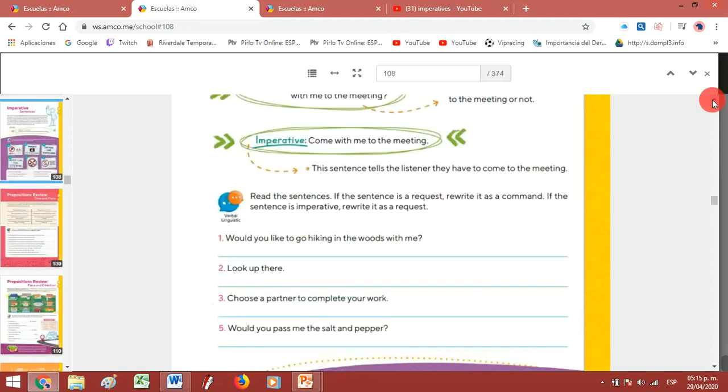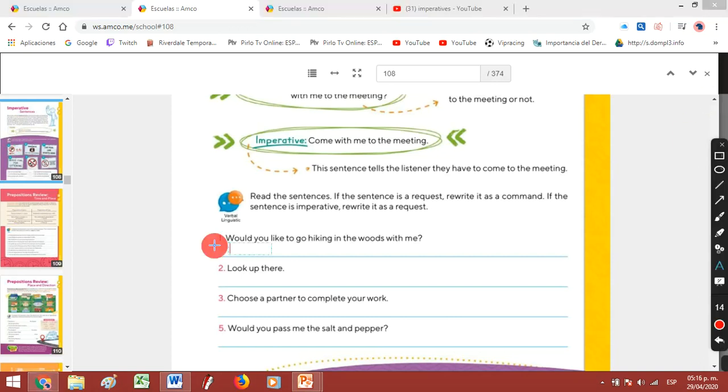Okay? Okay, in the next exercise we have to read the sentence. If the sentence is a request, we have to rewrite it as a command. And if the sentence is imperative, we are going to rewrite it as a request. Okay, let's make the first one together. Would you like to go hiking in the woods with me? Okay, this is a question, so we are going to put it like a command.